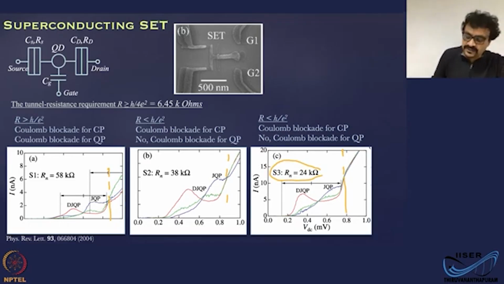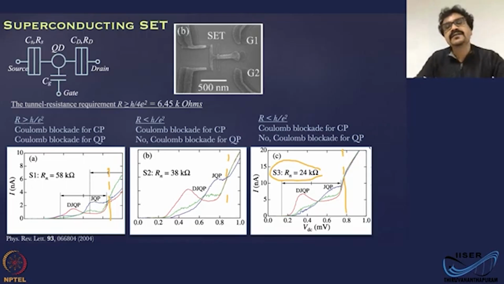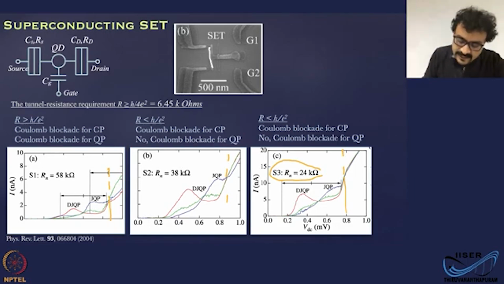Okay. So what we have here is a superconducting single electron transistor made of an aluminum island, aluminum electrodes and an aluminum oxide tunnel junction. Here is the island and you have tunnel junctions at these 2 points, okay, and you have source and drain, and the gates are here.